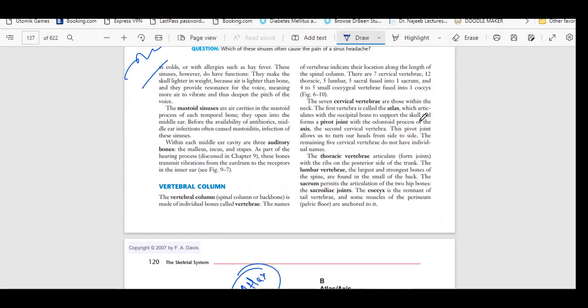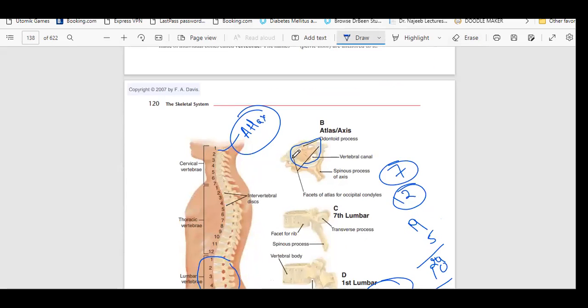The atlas articulates with the occipital bone to support the skull and forms a pivot joint with the odontoid process of the axis. So the atlas is attached to the axis. The axis has the odontoid process, which is like a hook. This is the atlas, and the second vertebra is the axis.